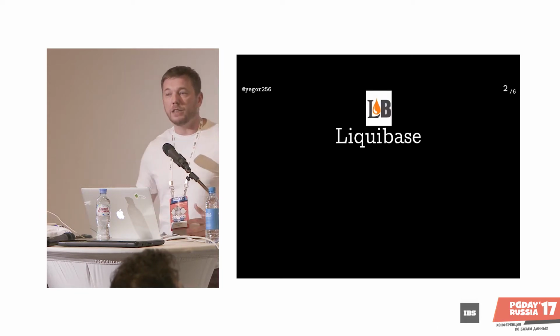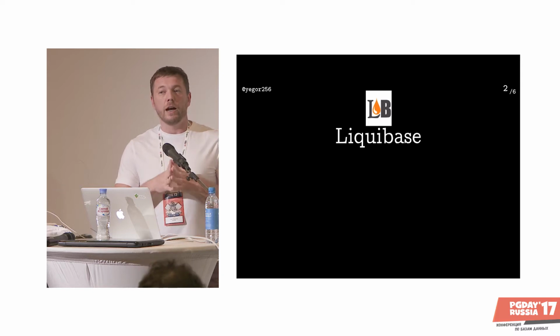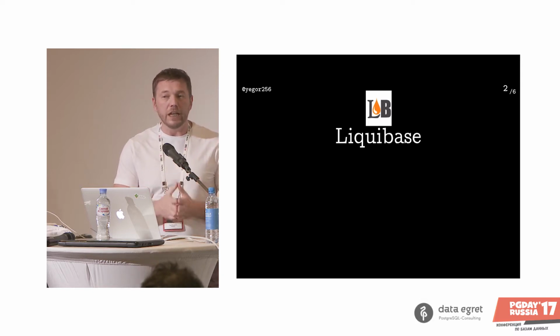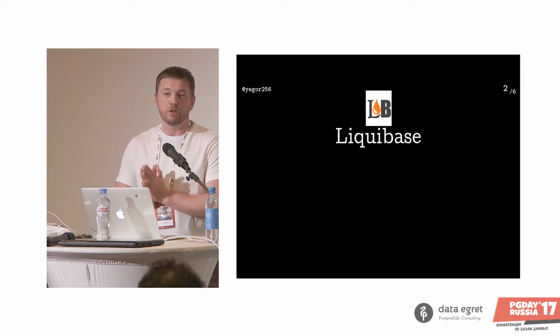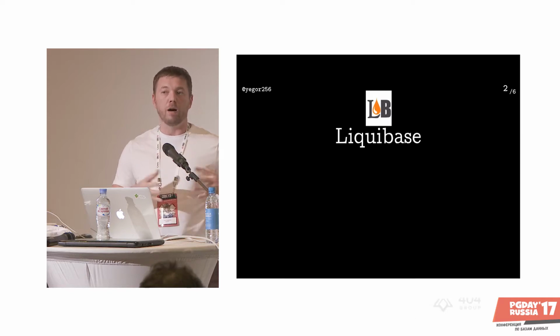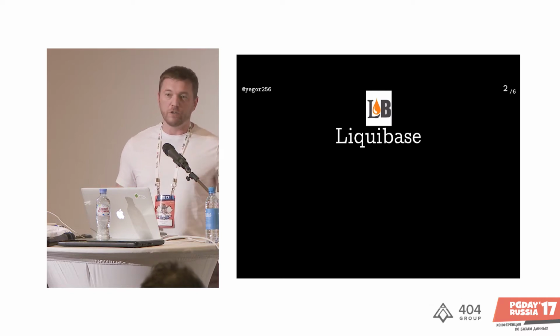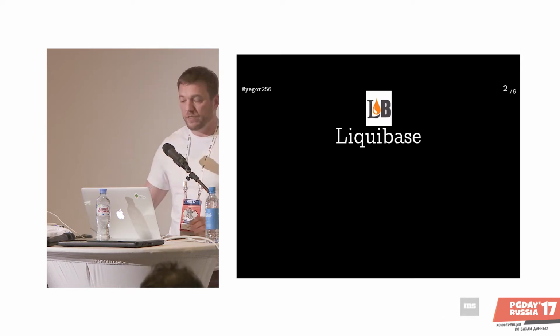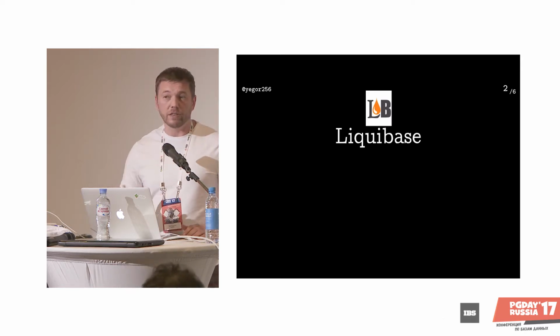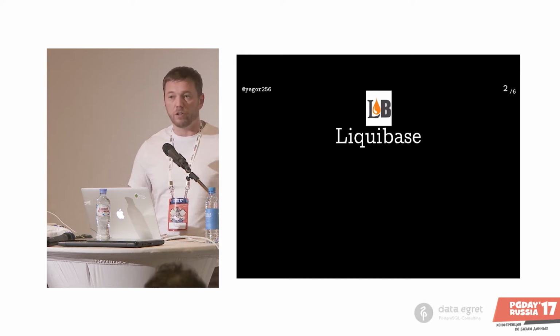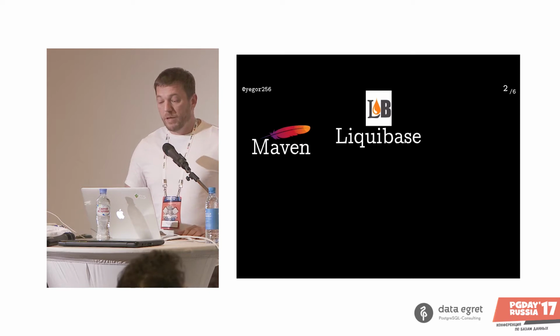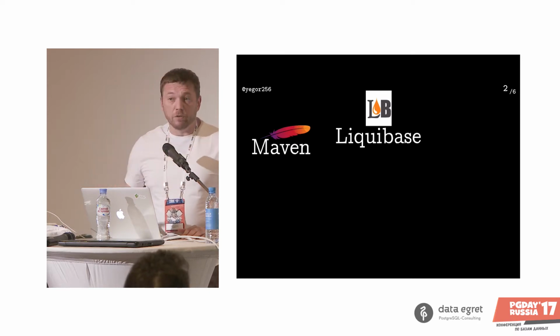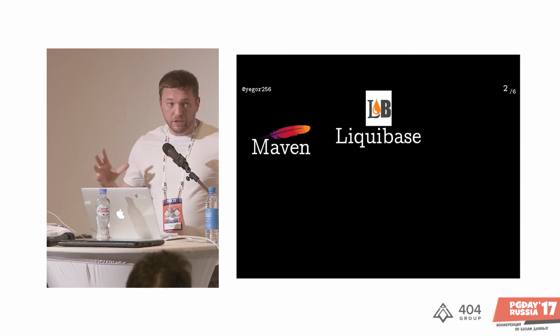Liquibase is an open source tool for maintaining changes in the database. Not the changes of the data, but changes of the model, of the structure of the database, of tables, columns, triggers, constraints, all that things. It is not only for Postgres, it's useful for other databases like MySQL, Oracle, whatever you want. Maven is the build automation tool which is going to put all pieces together.